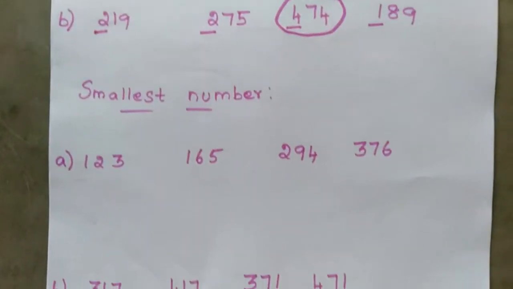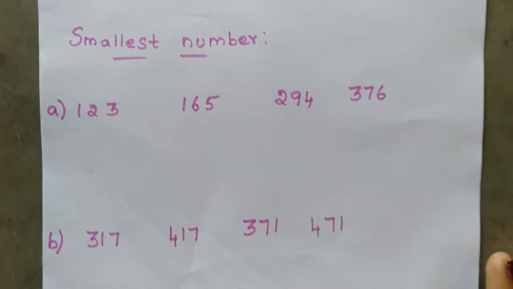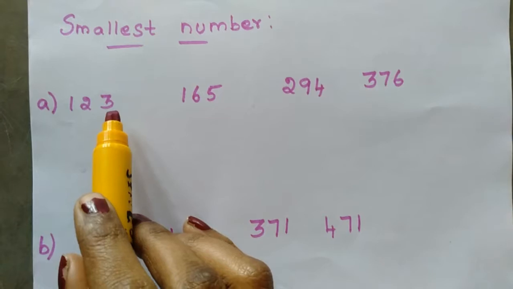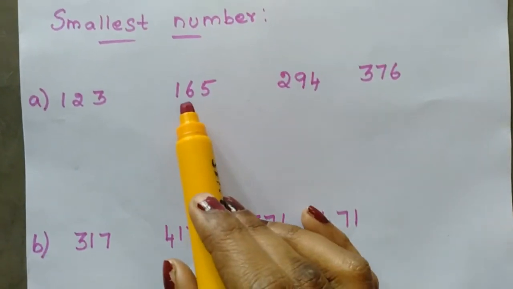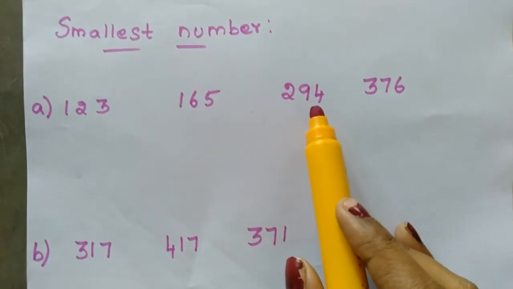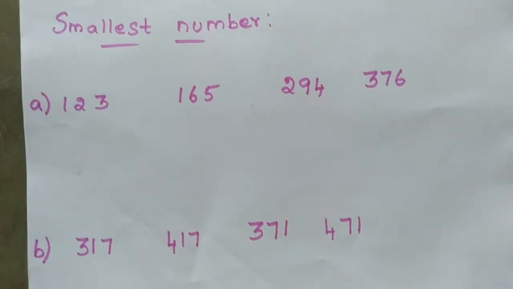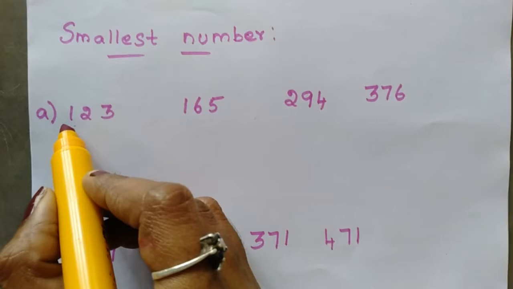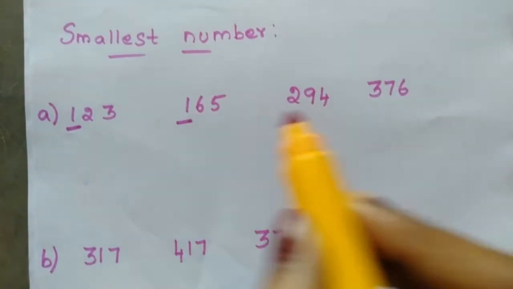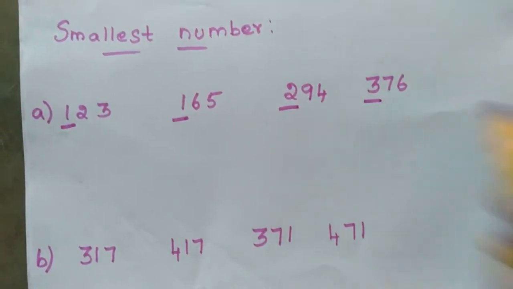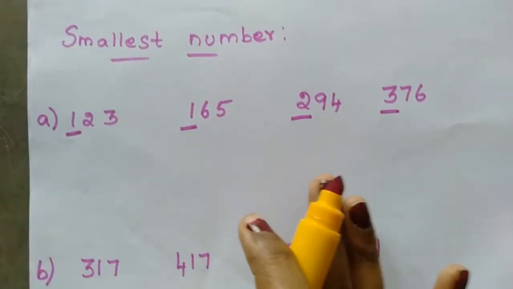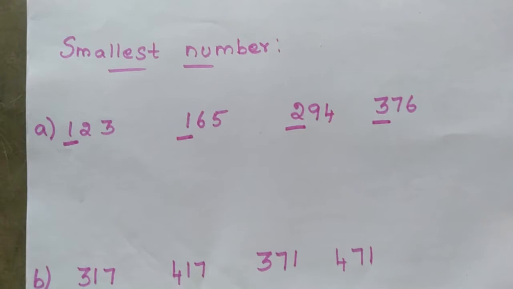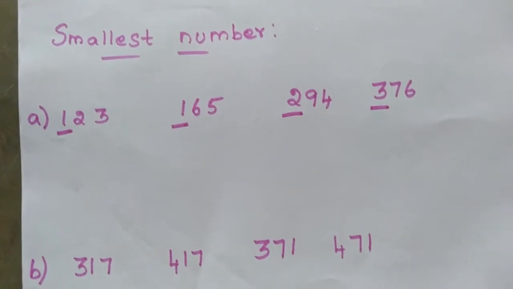Okay. Then, shall we go for smallest number? Smallest number here. See, 123, 165, 294, 376. So, what we have to do? We have to check the hundreds place. Here 1, here also 1, here 2, here 3. So, 1, 1, 2, 3. Which number is smallest number here? 1 is the smallest number.